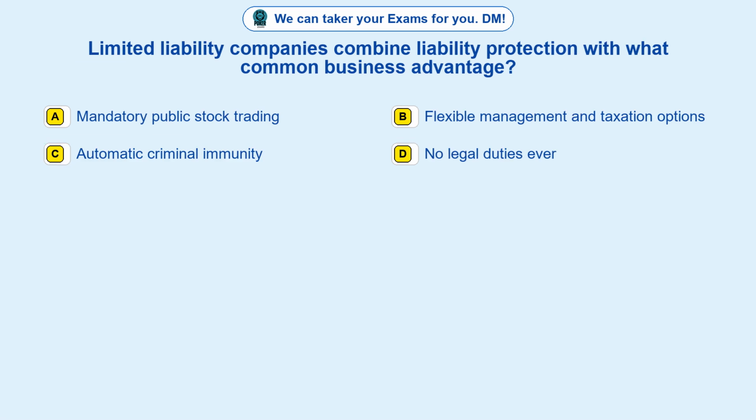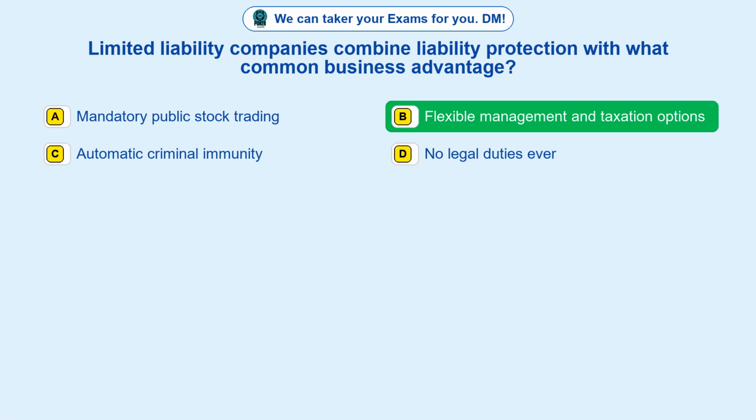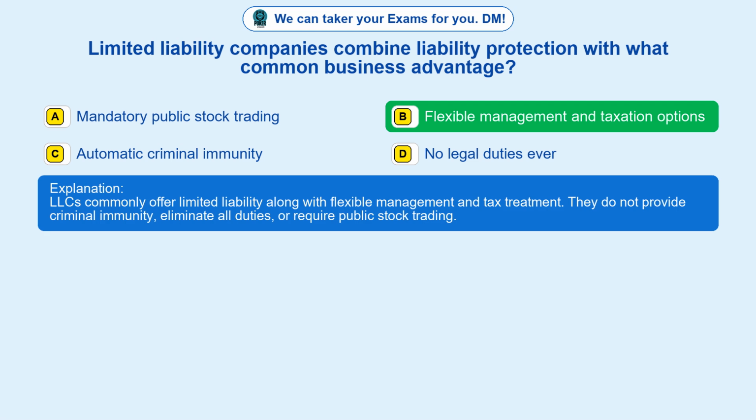Question 100. Limited liability companies combine liability protection with what common business advantage? Option A, mandatory public stock trading. Option B, flexible management and taxation options. Option C, automatic criminal immunity. Option D, no legal duties ever. The correct answer is option B, flexible management and taxation options. LLCs commonly offer limited liability along with flexible management and tax treatment. They do not provide criminal immunity, eliminate all duties, or require public stock trading.